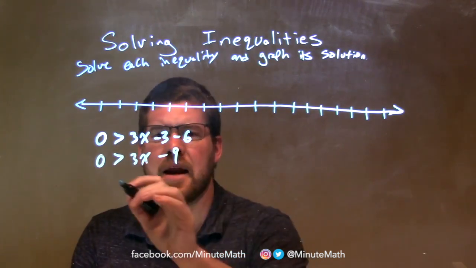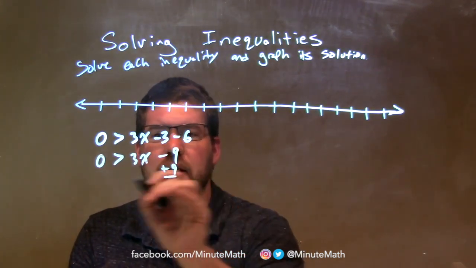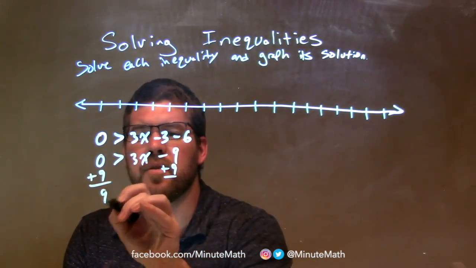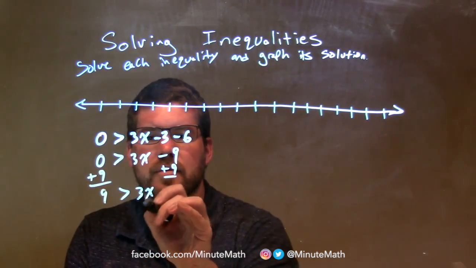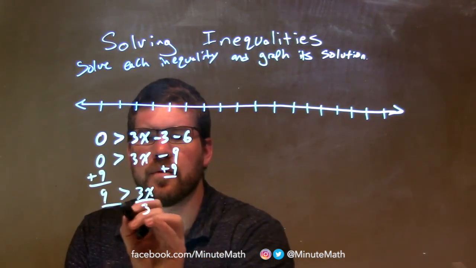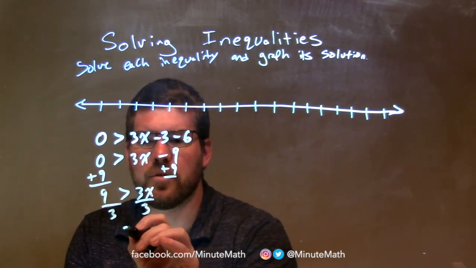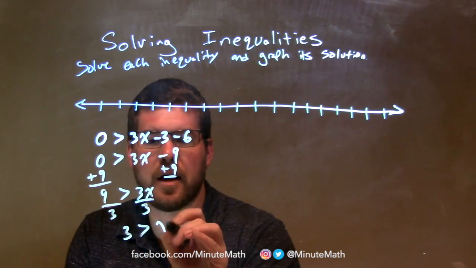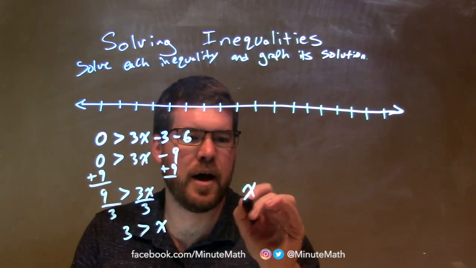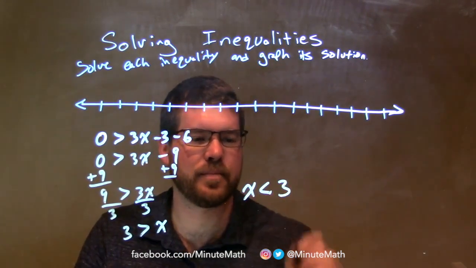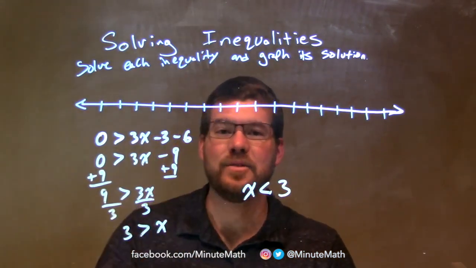Then we add a 9 to both sides. So we add a 9 right here. And we're left with 9 is greater than 3x. We divide by 3 both sides, and we're left with 3 is greater than x. Or vice versa, x is less than 3. Okay? So now we need to graph this.